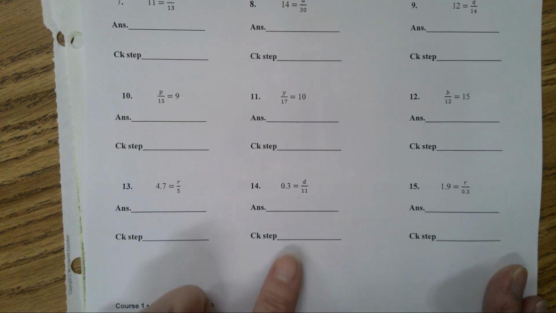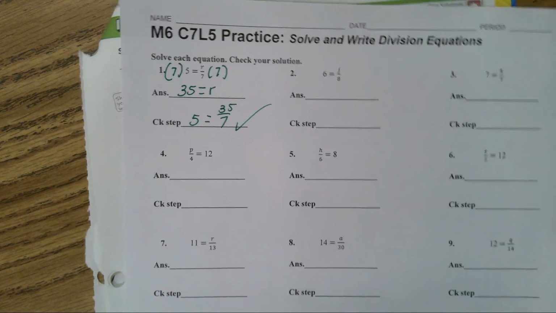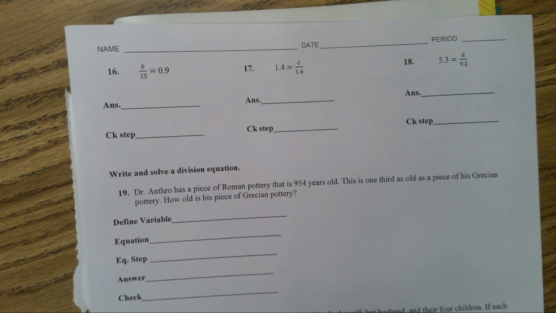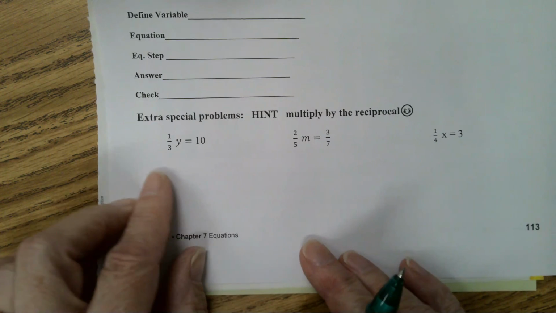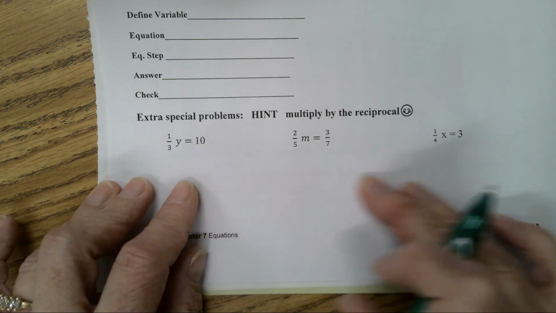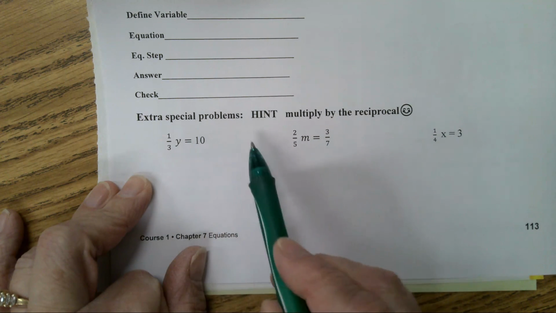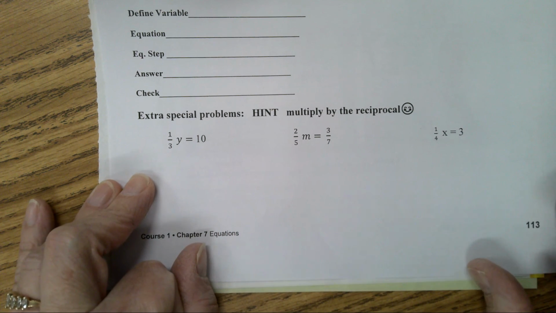Down here we do have some decimals. On the back we have a few decimals. These, I want to see if you can figure out how to do them. I'm going to go over these tomorrow. You don't have to do the bottom ones, okay? These bottom 3 are extra special. We'll go over them tomorrow. Some of you might figure it out.